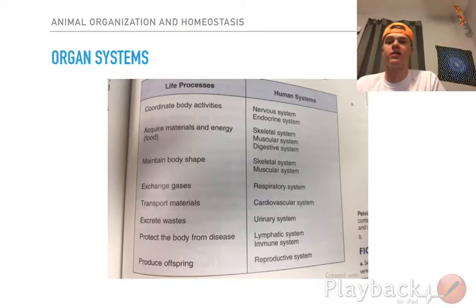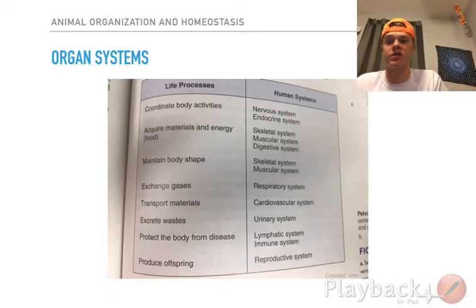And then I'll touch on the organ systems. There's going to be more videos that hit on these more in depth. But some of the human systems are the nervous system and the endocrine system. These coordinate body activities. Skeletal system, muscular system, digestive system are in charge of acquiring materials and energy and getting food. Skeletal system, muscular system work together to maintain your body shape, help you function.